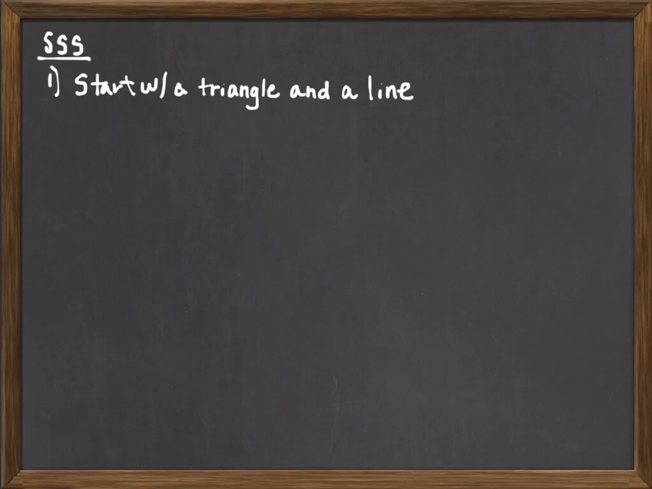Start with a triangle and a line. Then what do we do? Our goal is to get 3 sides that are congruent. So what did we do to get the first side? We measured it with our compass, right?